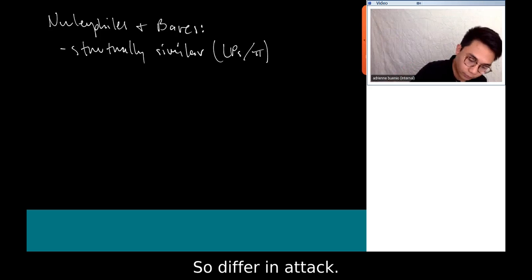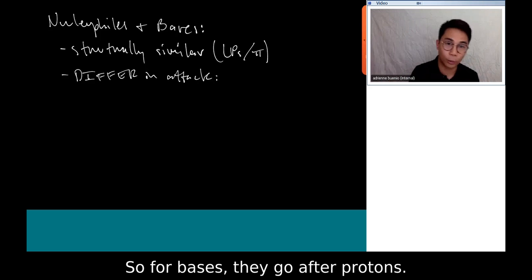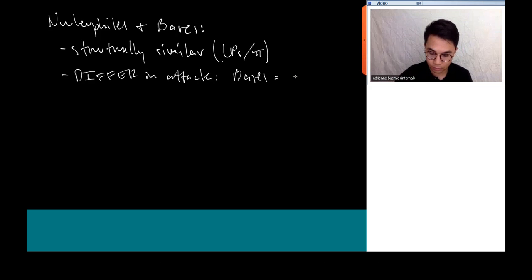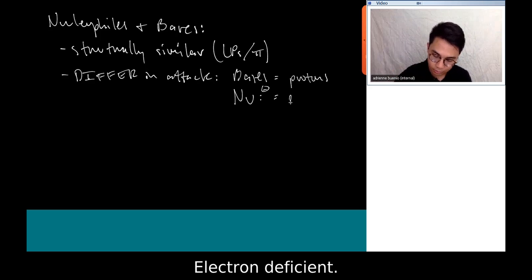They differ in attack. So for bases, they go after protons. For nucleophiles, they go after electron deficient atoms, right? Electron deficient.